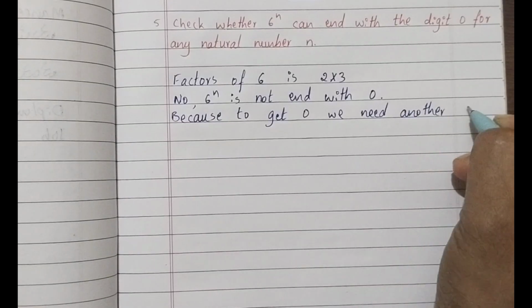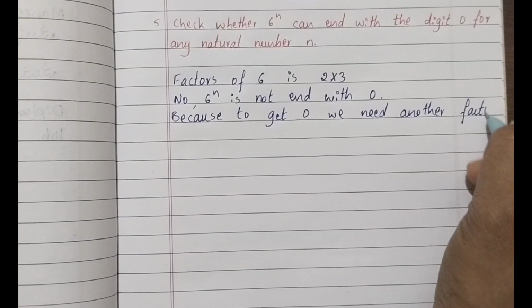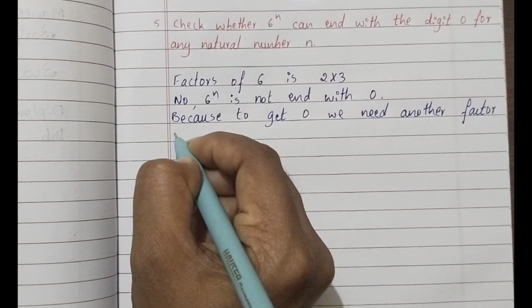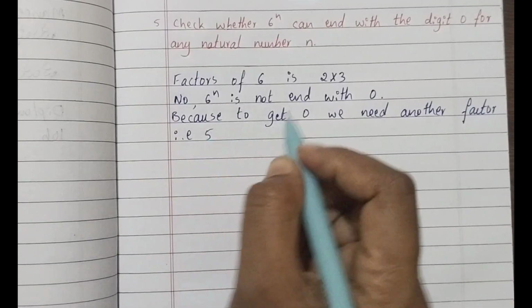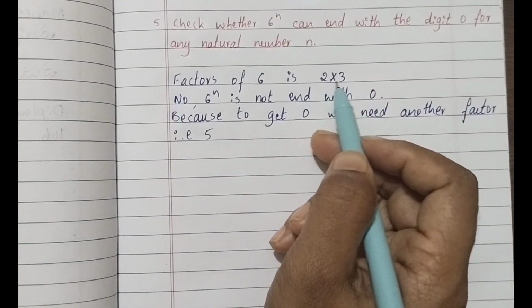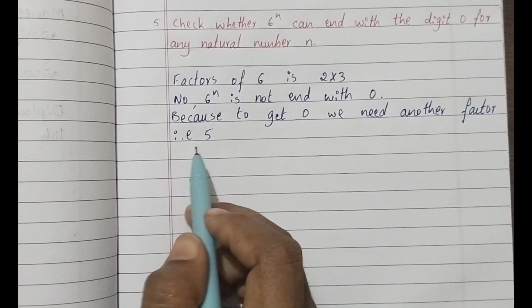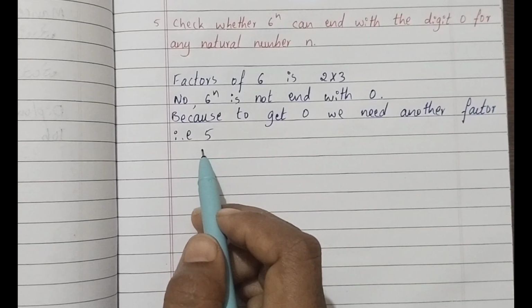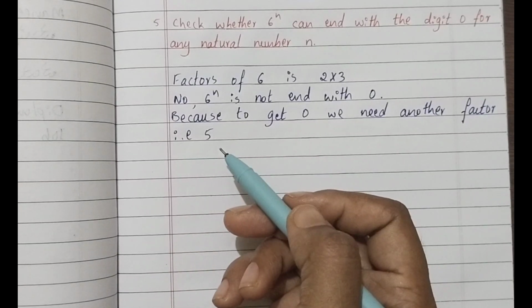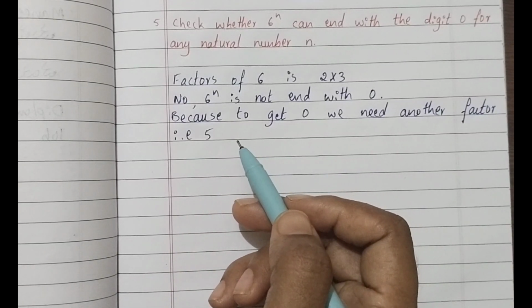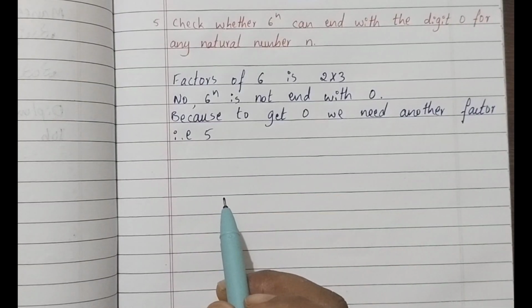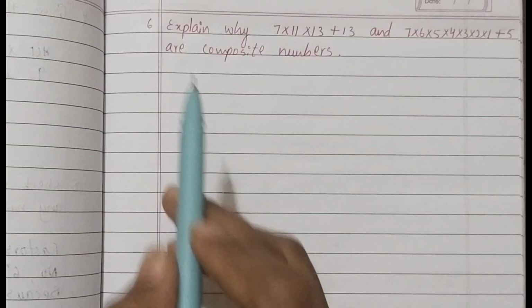To get 0 we need another factor, that is 5. In the sixth factor, there is no 5, so it does not end with a 0. This much is the answer for this question. If any number is given, you have to write the same sentence, and only the factors change.